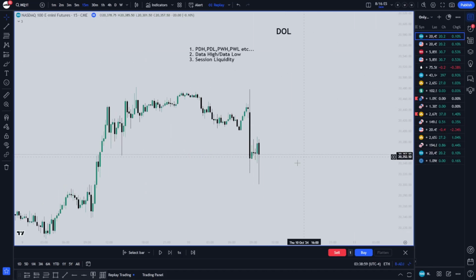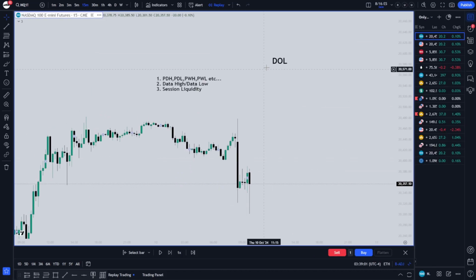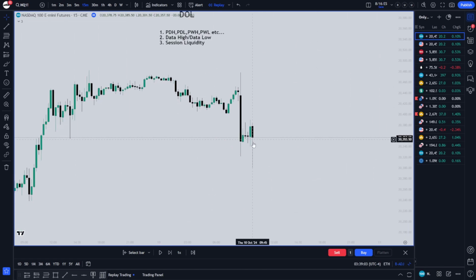So on a day where we would have 8:30 news, I like to see if we create any wicks during that news. So that news, let's say on this day would have been 8:30. So we created two wicks on both sides. We have a lower wick and a higher wick.